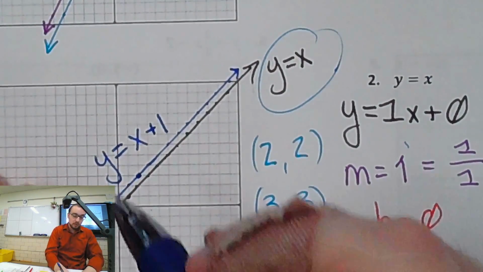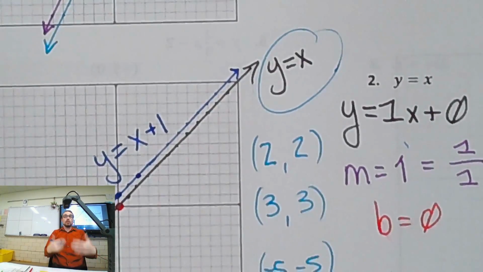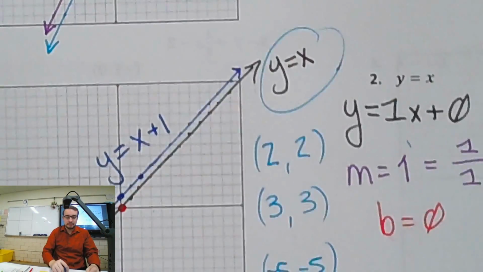In other words, our y-intercept is at 1, and our slope is 1 over 1, right? But what does it mean? It means take x, add 1 to it, that's going to be your y value. It shifts everything else up 1. X and y otherwise would be the same.